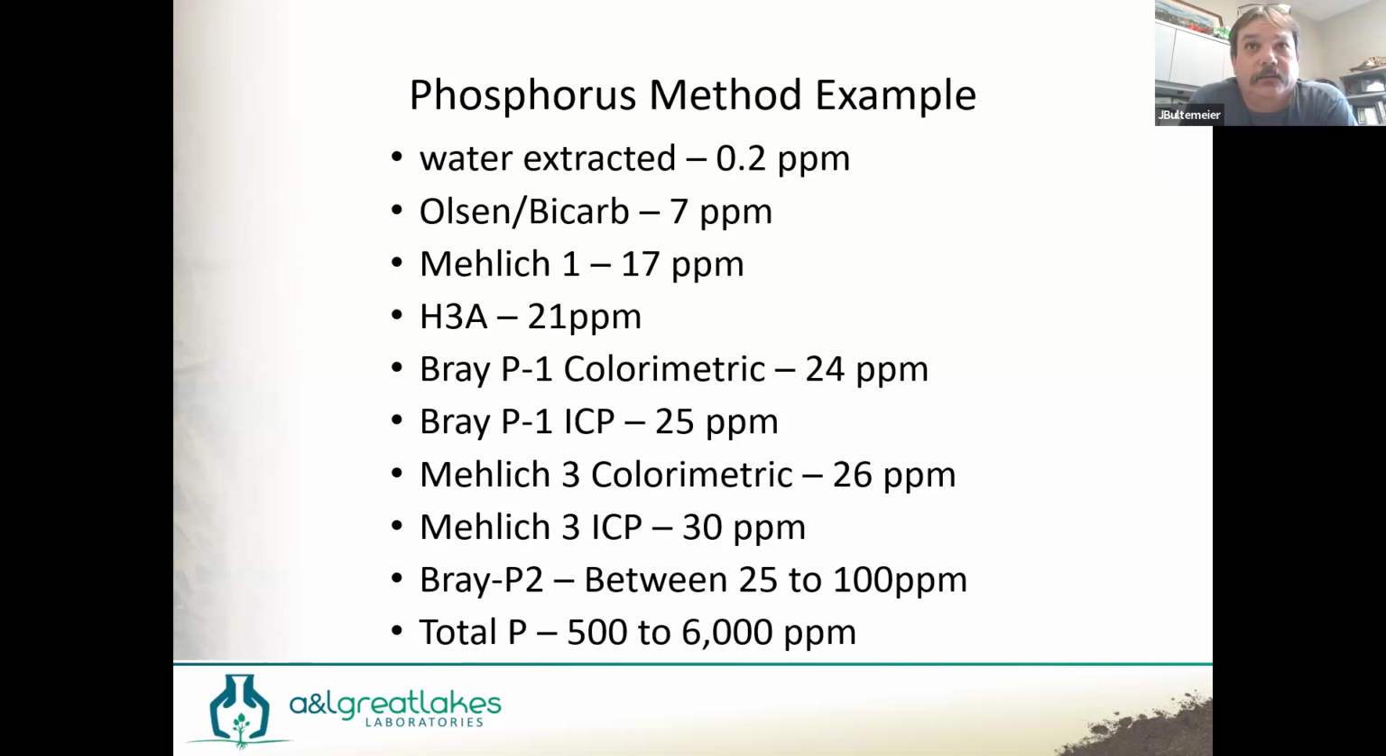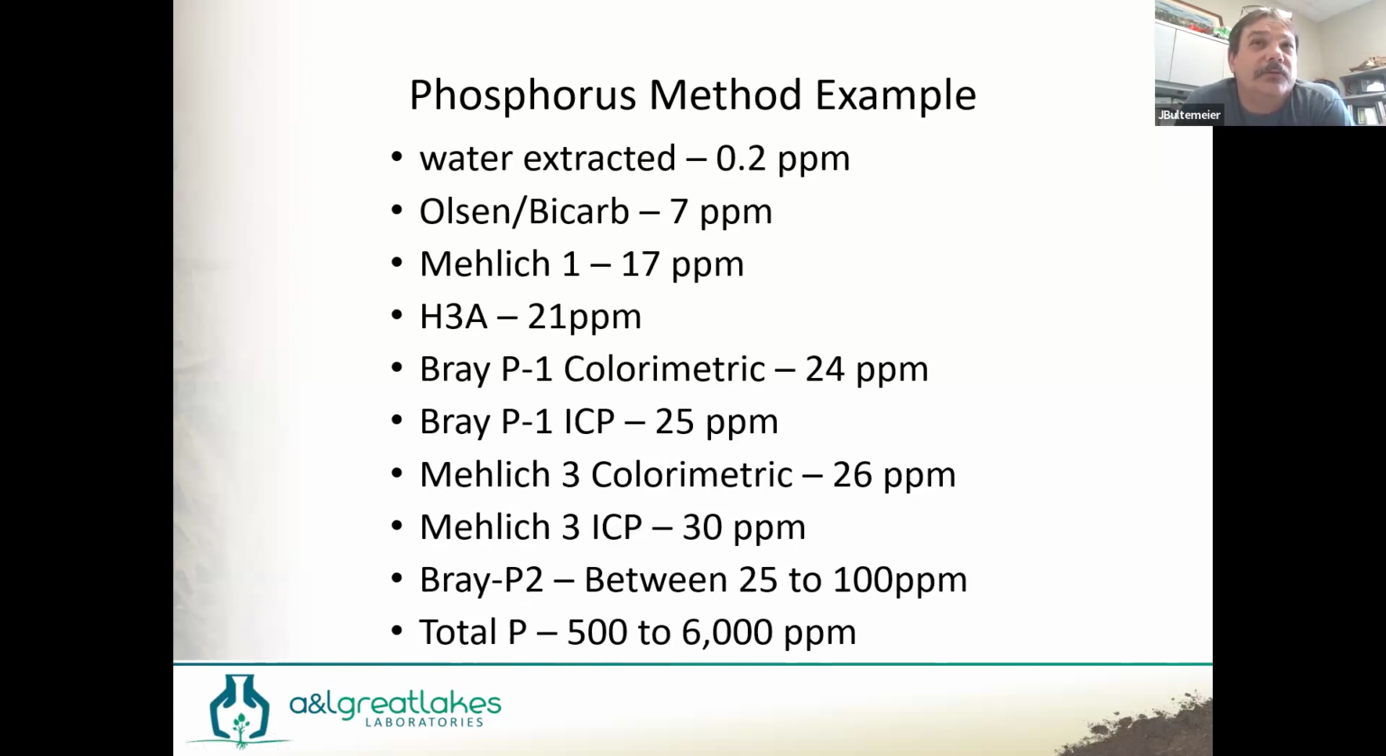The second part is again, this is an index. So the Mehlich 3 ICP we use most of the time, that 30 parts per million answer is what we got. But if you look at our total, it could be up to 6,000. We're only working with a very small 1 to 2% fraction of the total out there. So I'm going to look at different methods.